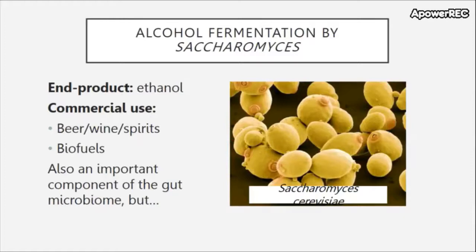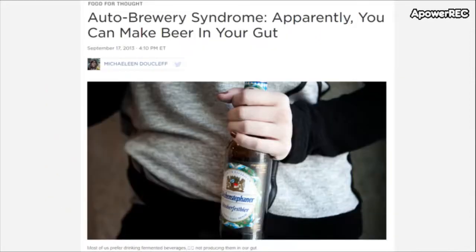Alcohol fermentation, the majority of which is done with Saccharomyces cerevisiae, is a sugar-eating fungus that produces beer, as we remember what that name means. Its end products are ethanol and CO2. It's important for beer, wine, and spirits, but it's also used in biofuel production, as ethanol is a common biofuel, and it is a member of our gut microbiome.